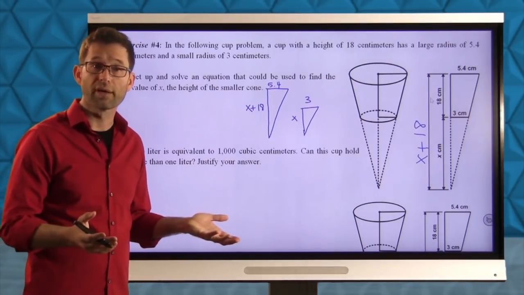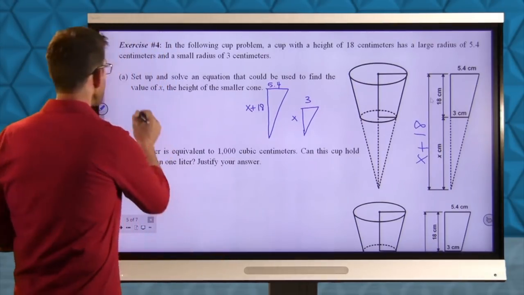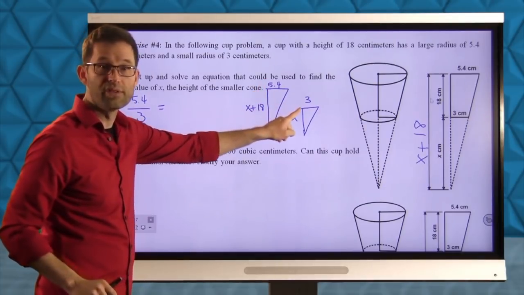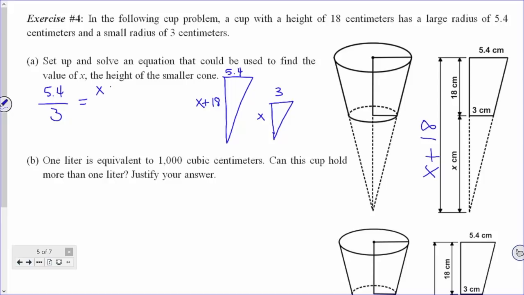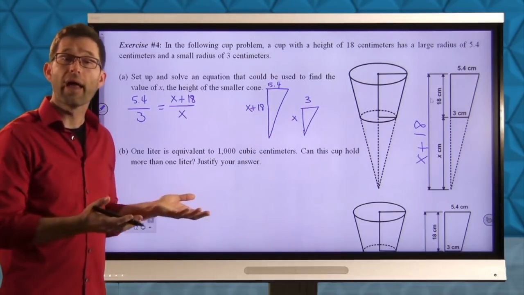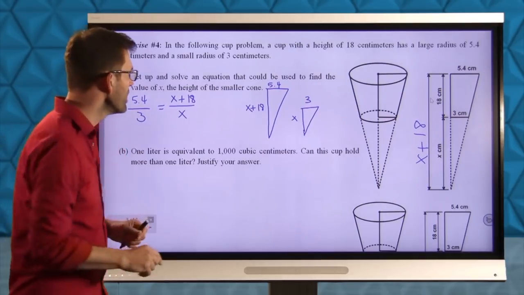So I can now set up a variety of different ratios to solve for x. I think for me what I'm going to do is say 5.4 divided by 3, that ratio, 5.4 is to 3, as x plus 18 is to x. All right, that's it. Now I have to solve that equation, all right?